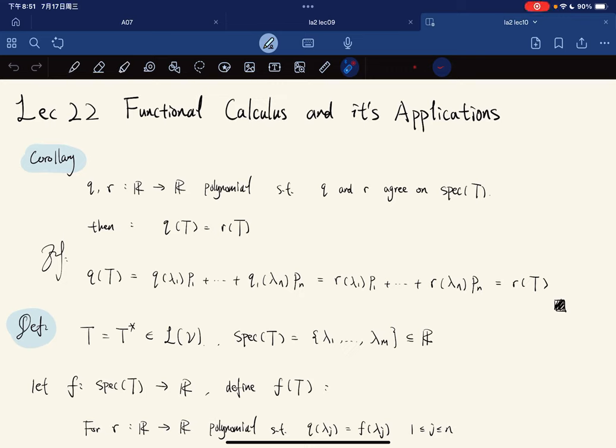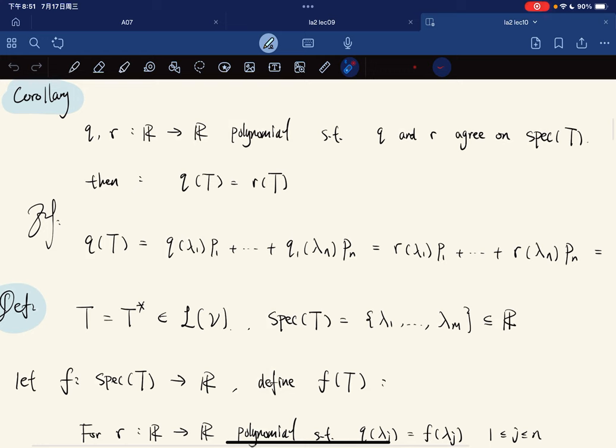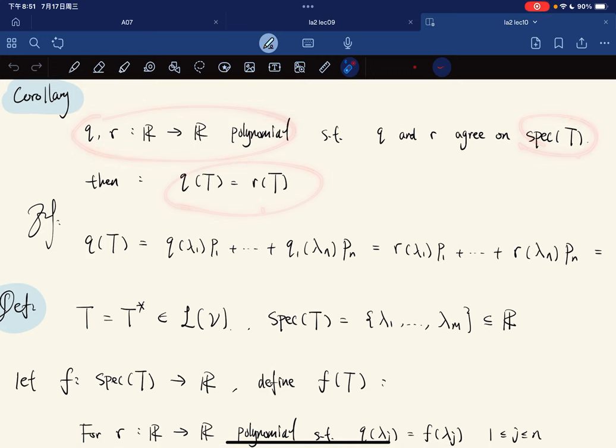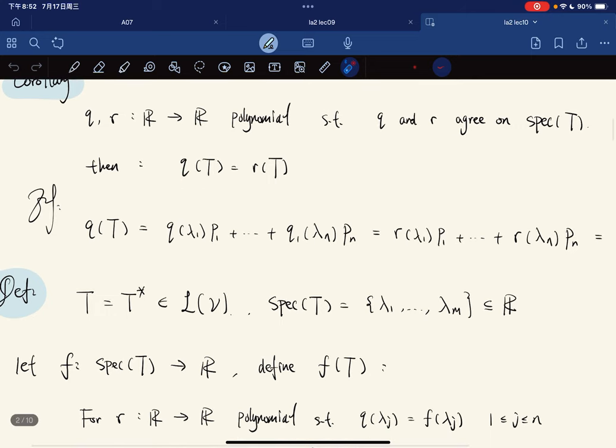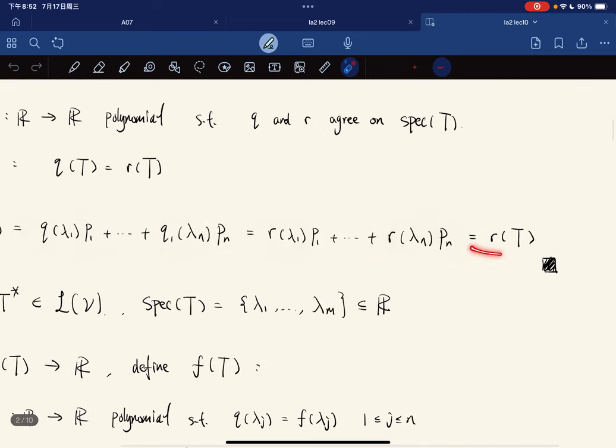All right, this lecture is about functional calculus and its applications. The word calculus here is not differential calculus, it's more like a calculating calculus. So let's start with a corollary. If two polynomials q and r agree on the spectrum of T, then they are the same in terms of operators: q of T is equal to r of T, because they agree on the spectrum.